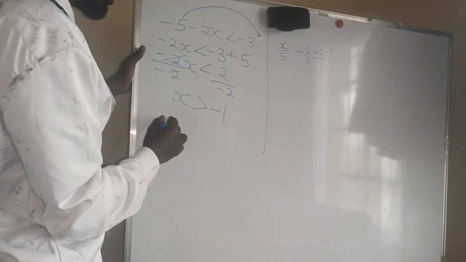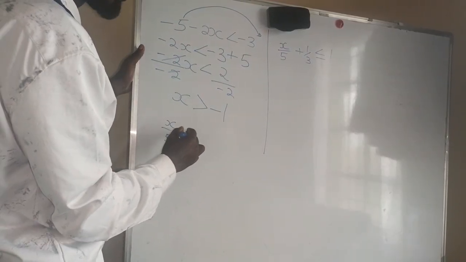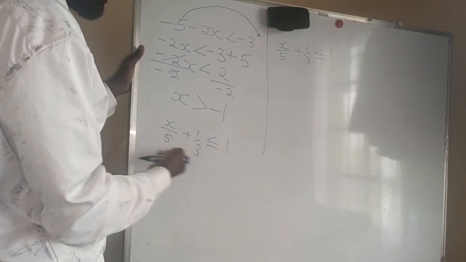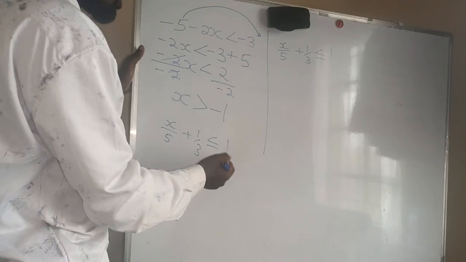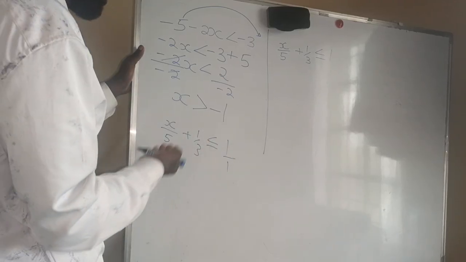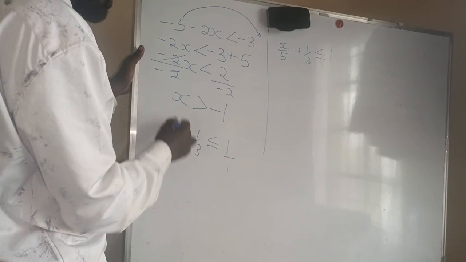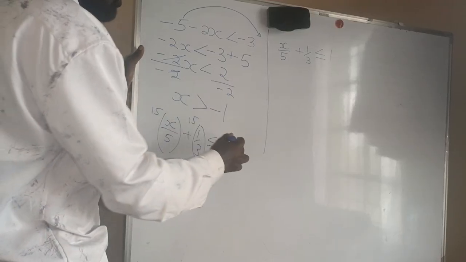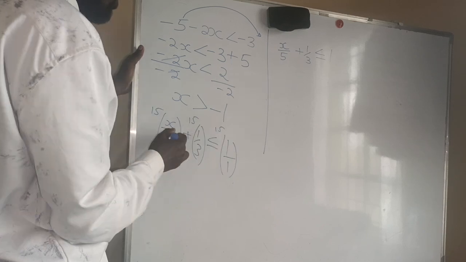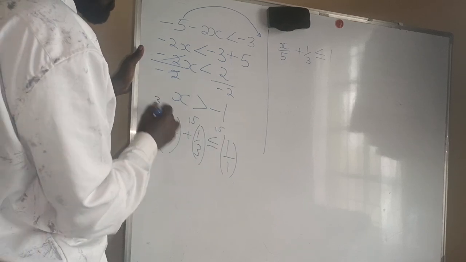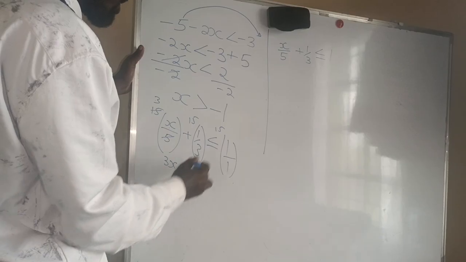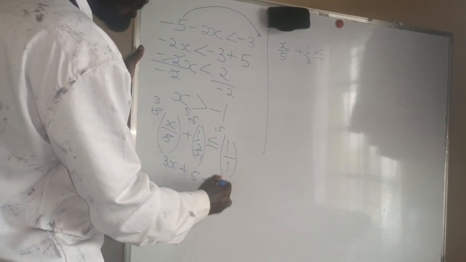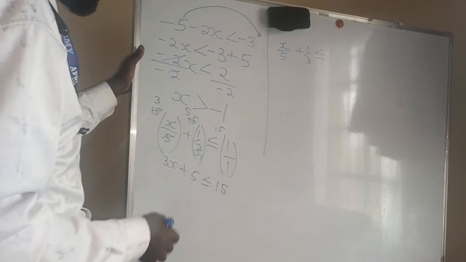You've been given x over 5, then plus 1 over 3, which is less than or equal to 1. We shall first look for the LCM of 5 and 3. And of course, the 1 is the same as 1 over 1. So the LCM of 5, 3, and 1 is just 15. So you'll multiply this one by 15, we shall also multiply here by 15, and as well multiply here by 15. So 5 into 15 is 3, so 3 times x gives us 3x. Plus 3 into 15 is 5. So it's 3x plus 5, less than or equal to 15, because 15 times 1 over 1 is just 15.